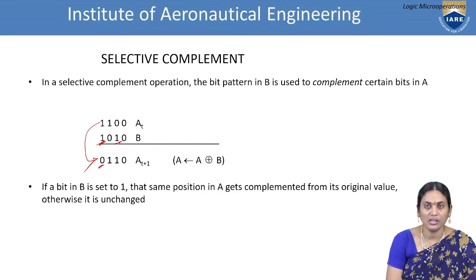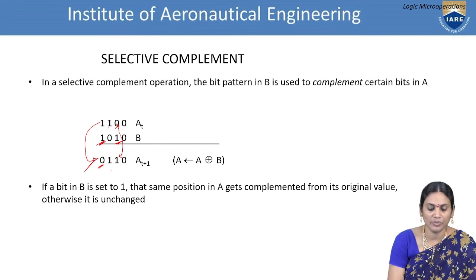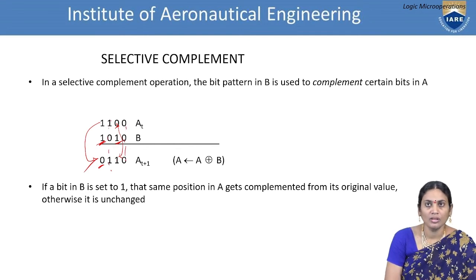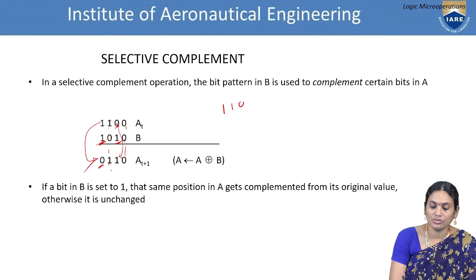Now in the section of B we have 1 in the second position from LSB. So the corresponding bit is 0 in A, so this will be transferred to 1. The rest all will remain as it is, so this will be loaded as it is. Clear? So 1, 1, 0, 0, 1, 0, 1, 0.